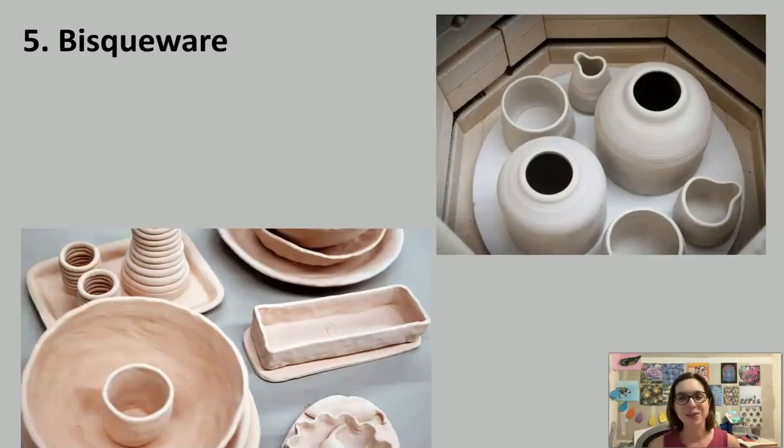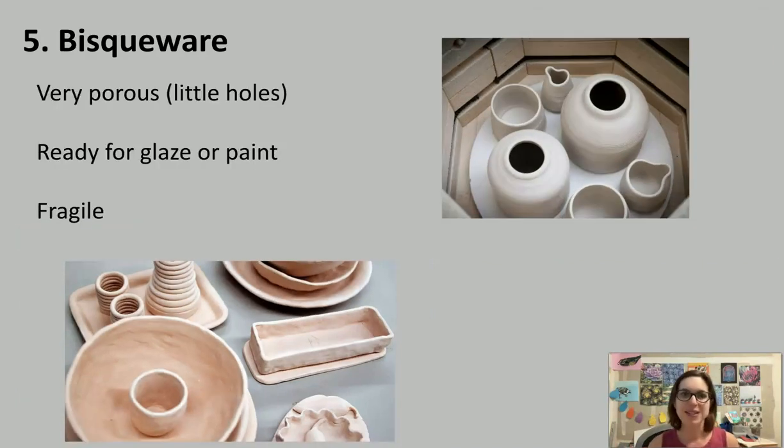So once we take it out of the kiln from that first firing, we now have bisque ware. Now this is very porous clay. It has little holes, right? Think of a sponge. It has lots of little holes, but it's ready for glaze or paint. It also is a bit fragile depending on how thick those walls are.